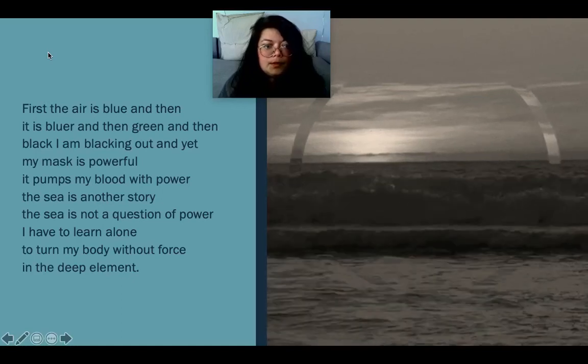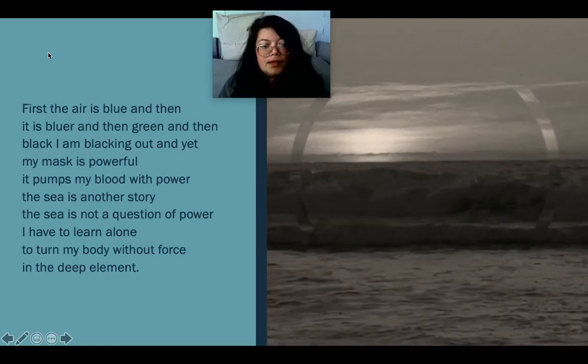First, the air is blue, and then it is bluer, and then it is green.